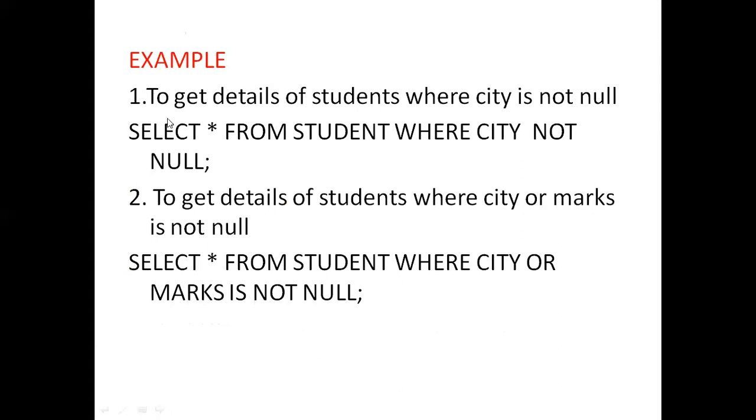The example here is to get the details of the students where the city is not null. Select from student, where student is a table which has the details of the students, in which some column is named city. So what I am saying here is, if city is not null, then get the details. So try to see it by implementing it.